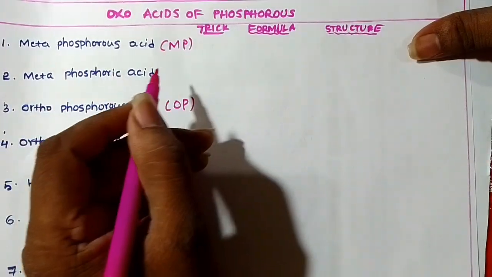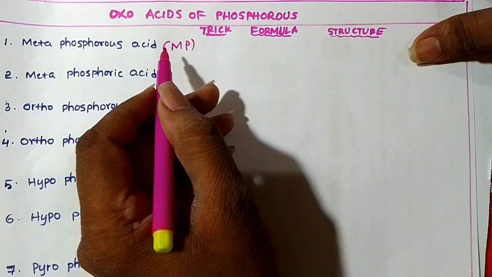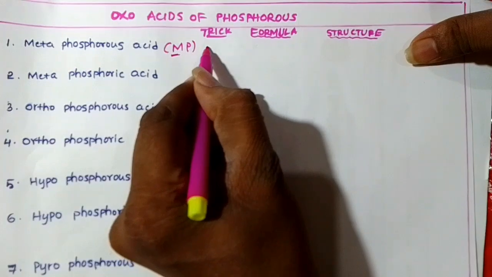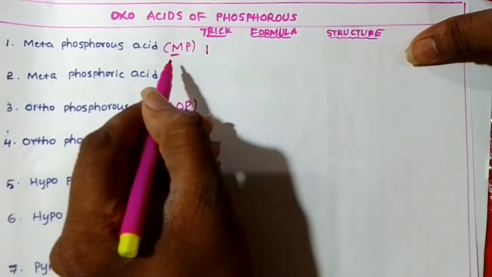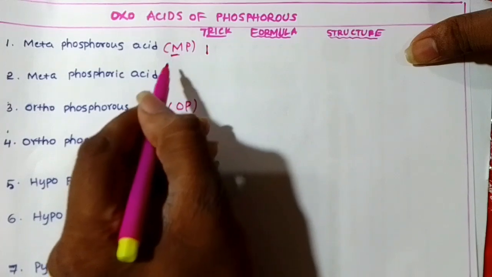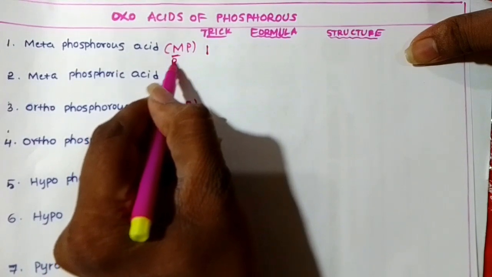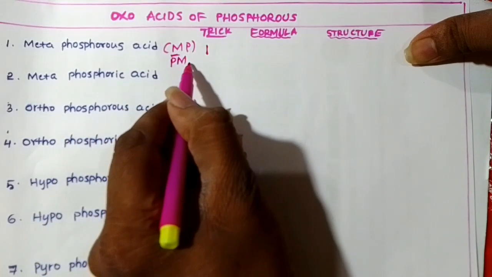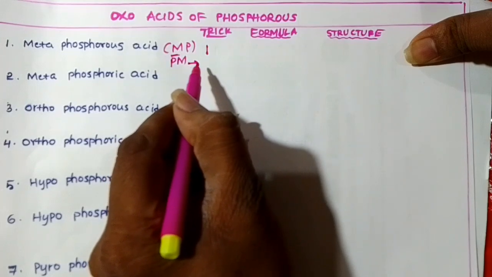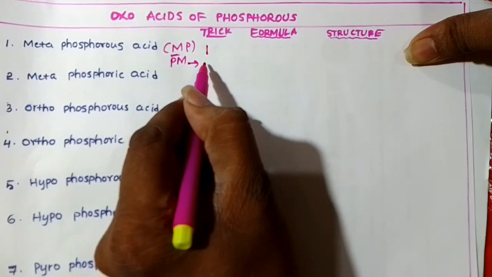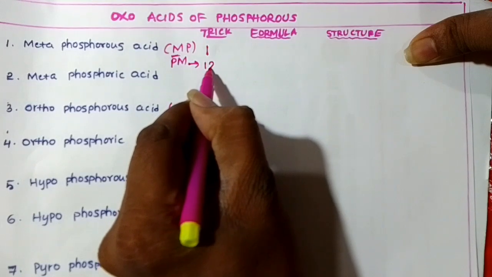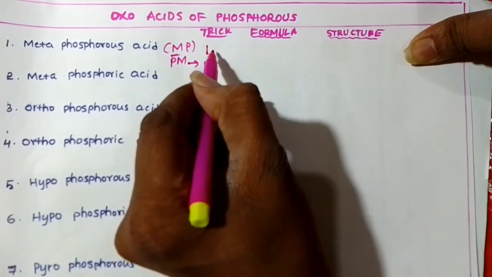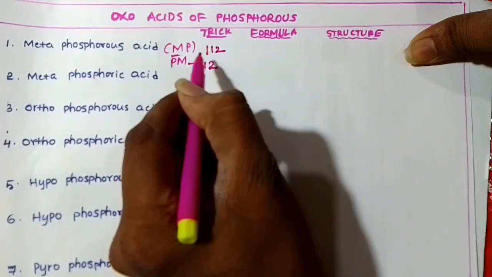Now coming to metaphosphorus acid, MP. Let us imagine M means mono, and mono means 1. Now reverse the term MP, and we get PM. PM is a time indication. Already you know that at noon, exactly 12 o'clock, AM converts into PM. So that's why we can write 12, 112.